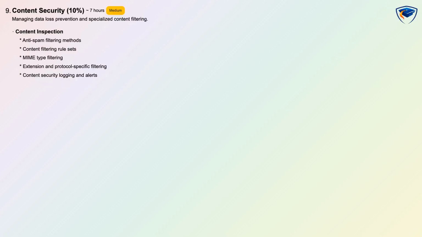Content security is about managing data loss prevention and specialized content filtering and is medium difficulty with 7 hours of study. You will study anti-spam techniques, content filtering rule sets, MIME-type controls, and protocol-specific filtering to prevent leakage. The domain also covers content security logging and alerting to support investigations and policy tuning. Scenario-based questions will focus on designing filters that balance security and business needs.